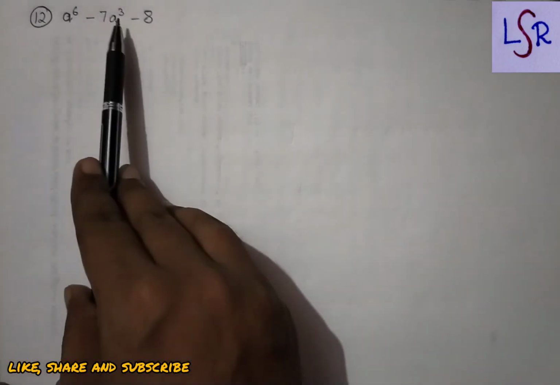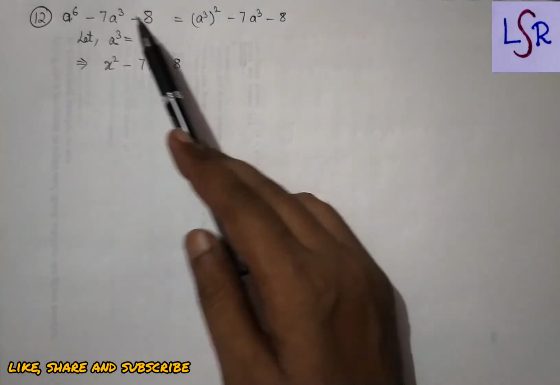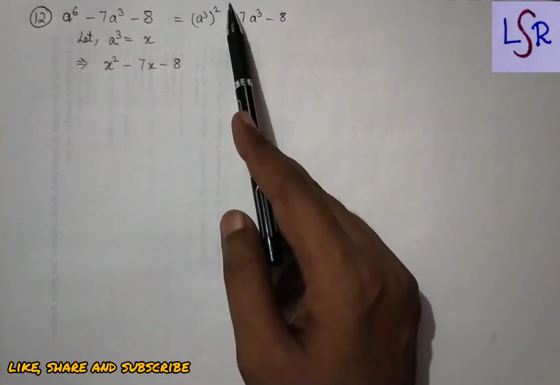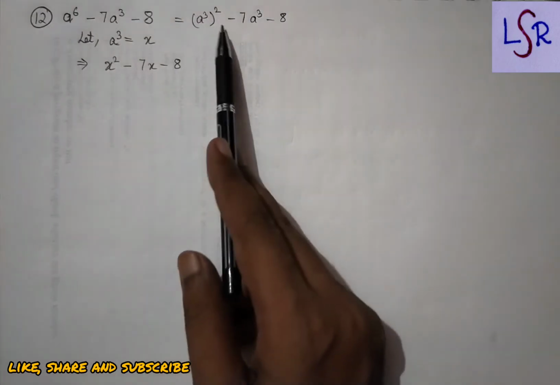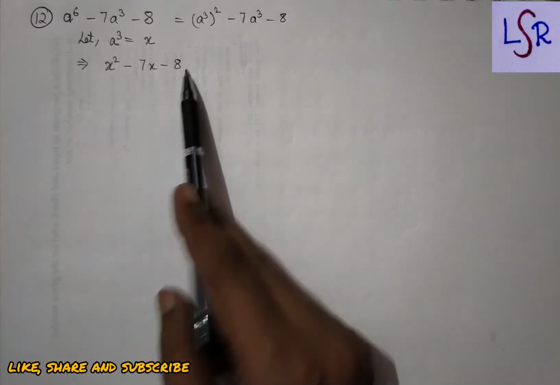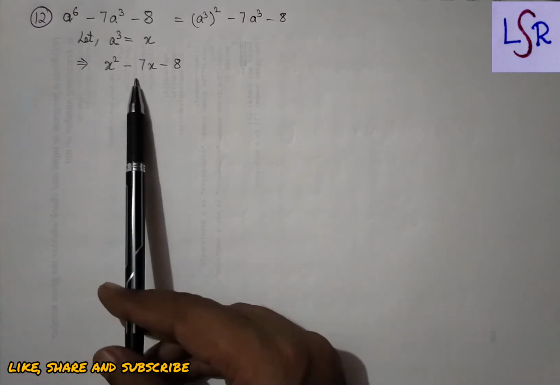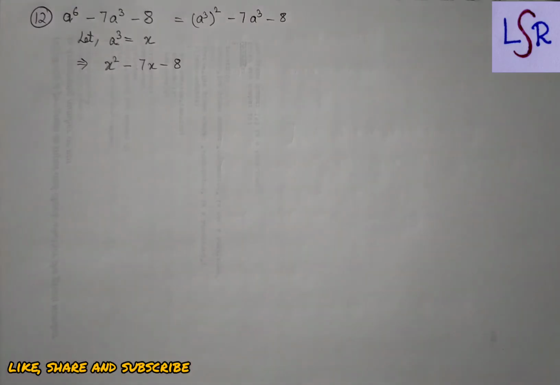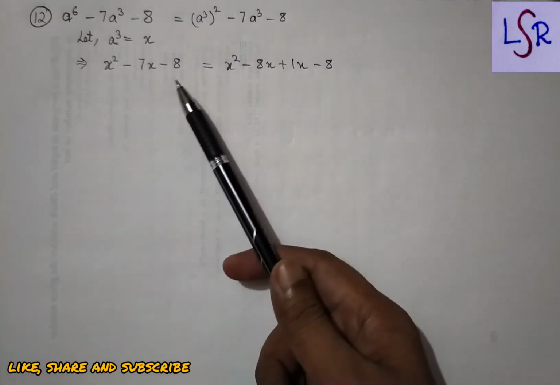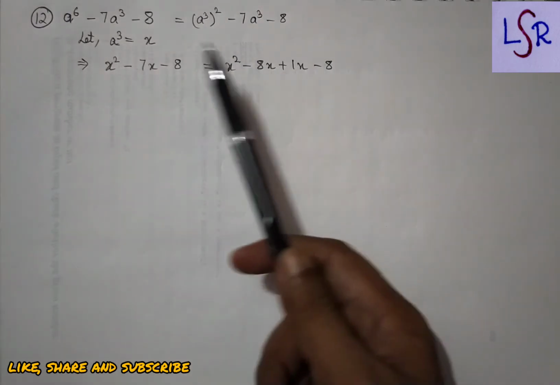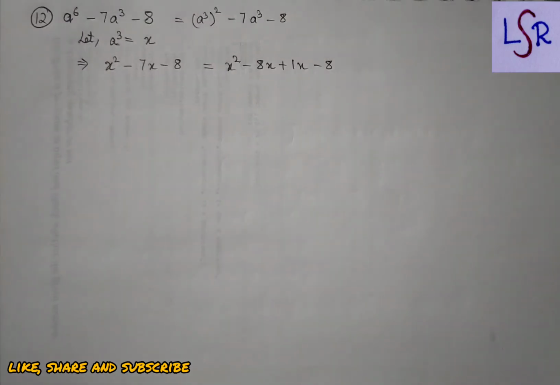Here we are going to assume a cube as something, and here we can write this one as a cube to the whole square minus 7 a cube minus 8, and when we take a cube as x, this can be written as x square minus 7x minus 8. Now first of all we have to factorize this one by the method of splitting the middle term, and as we know 8 into 1 is 8 and minus 8 plus 1 will be minus 7. So we split minus 7x as minus 8x plus 1x.